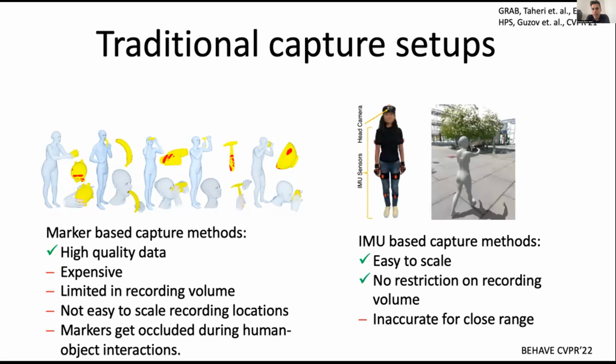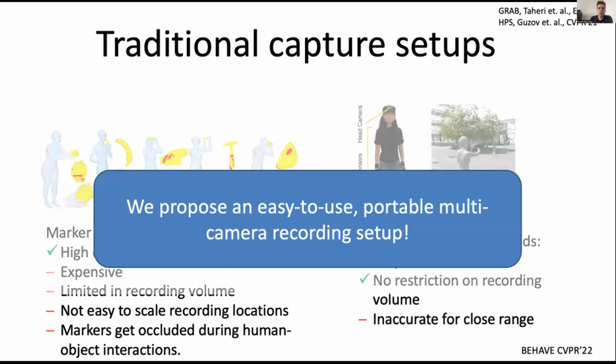Then we have IMU-based capture methods, which are easy to scale and they don't have restrictions on recording volume. And our recent work even allows us to capture this jointly with a 3D scene, which is good. But if we look at the close range interactions, they are not very accurate. So if you looked at the person when I was showing this video of the person interacting with the coffee machine, you could see that the hands are not really matching and sometimes it's a little bit inaccurate. So we want something in between. We want something that is easy to use and that we can place in many different recording locations in order to scale this data capture process.